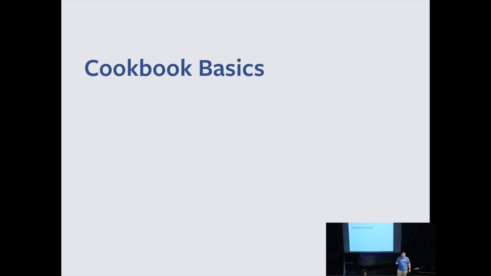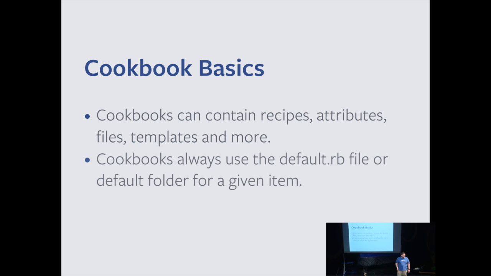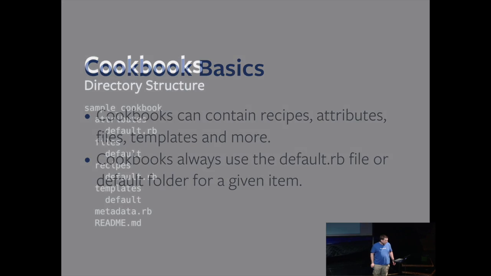I mentioned Chef uses cookbooks, but what specifically is their function? Cookbooks can contain any of the major pieces that Chef uses during a Chef run. It can contain recipes, attribute files, templates, and files themselves, so just whole files. Cookbooks can use the default file for each type of resource. So let's look at an example of this.